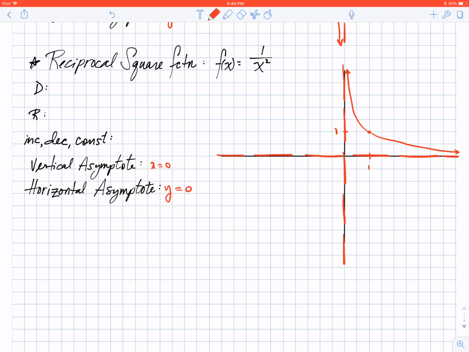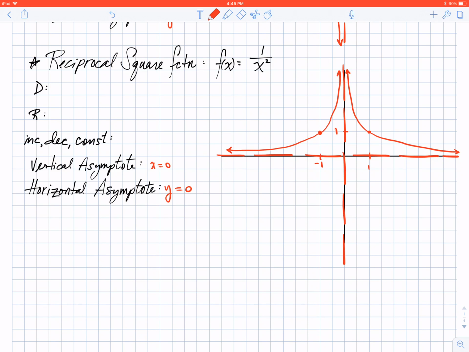Here's the difference. If you plug in -1, a -1 times a -1, or a -1 quantity squared, is positive. So 1 divided by +1 is +1. And what you'll find is that my reciprocal square parent is symmetric about the y-axis. You've learned that phrase before.